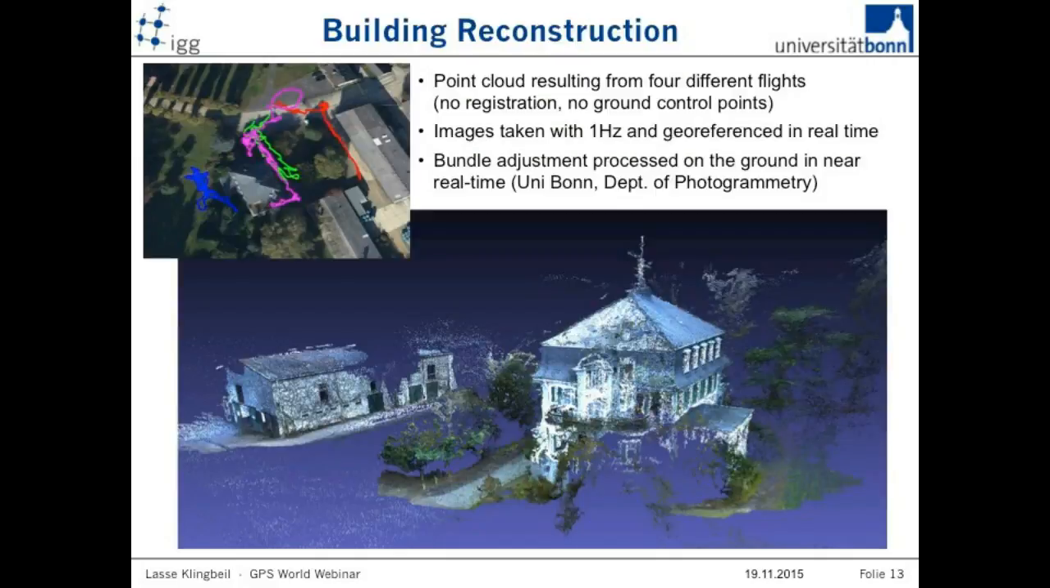So let me explain a little bit what you see here. We flew with this UAV. We had 4 independent flights, as you can see here in the upper left corner. During these flights, we took images with a camera at 1 hertz, with a 5-megapixel camera. We tagged these images in real time using the RTK GPS and the orientation from our system. We sent this back to ground, and on the ground there was a bundle adjustment, not really in real time, but in near real time.